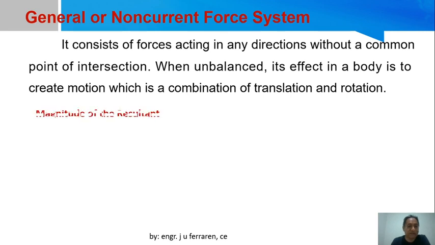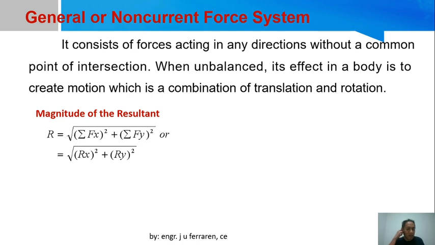Now, the magnitude of the resultant. Just the same, we can make use of the components of the system of forces. So we can have the summation of forces along X and along Y, and to find the magnitude of your R, you can take the square root of the sum of the squares of the components of R along X and Y. The summation of forces along X is the Rx. The summation of forces along Y is your Ry. Okay, there you can obtain the magnitude of the resultant.